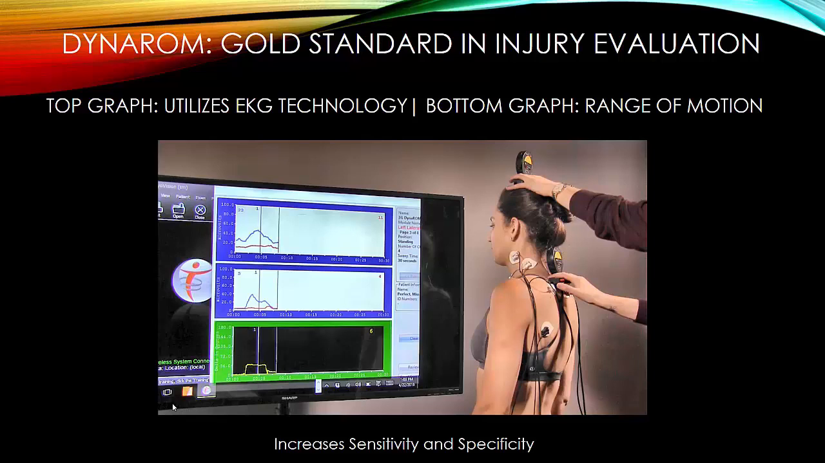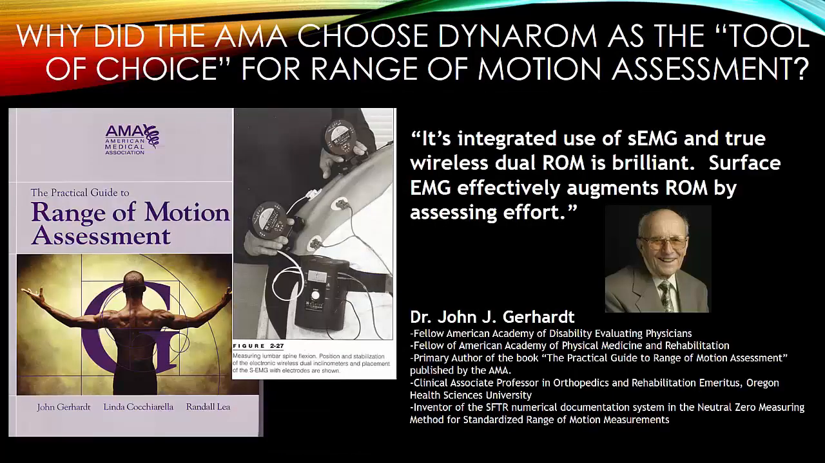Because combining dynamic EMG with range of motion increases sensitivity and specificity, the DynaRom was included in the AMA's guidebook, the Practical Guide to Range of Motion. Here is an illustration featuring the DynaRom in the AMA's guidebook. The primary author of the book, Dr. John Gerhardt, described the Myovision DynaRom as brilliant. And it is brilliant. It augments range of motion by assessing effort. It documents guarding in response to pain. It can even differentiate between acute and chronic injuries. These are things that traditional range of motion just can't do.